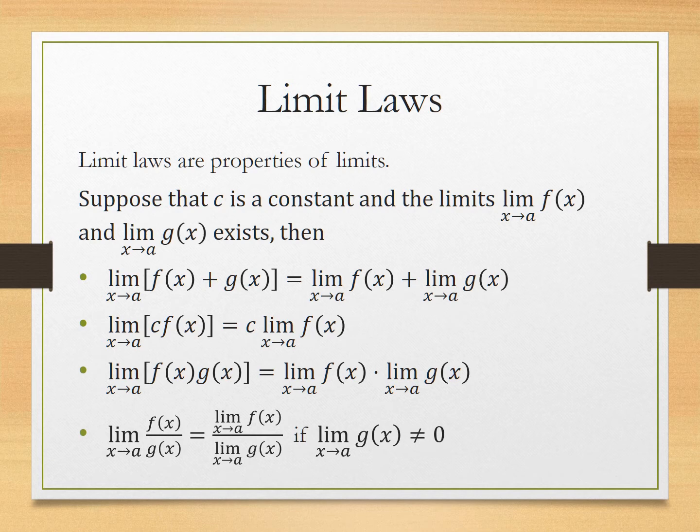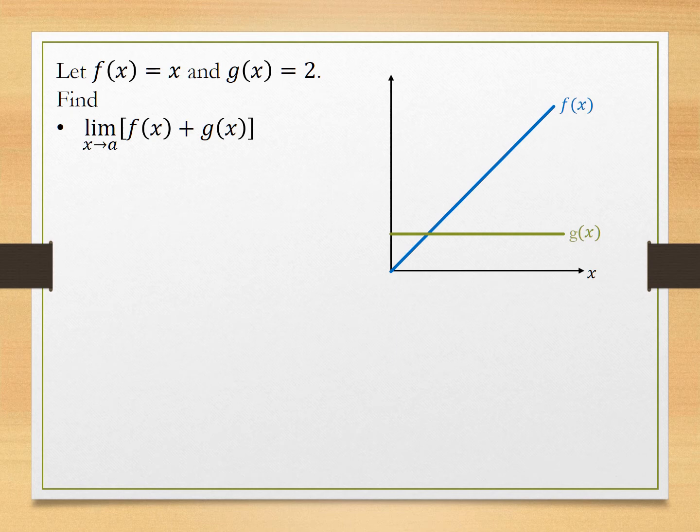We first illustrate graphically why it should be true. And then we also have a few more numerical examples following. So first, graphically, let's say f(x) is x and g(x) is 2. Find the limit of f(x) plus g(x). If you look at the diagram, the blue line is f(x), the green line is g(x), you add them together, that's a red line. And you can pick any point a. I just picked an arbitrary point here, but you can pick any you want.